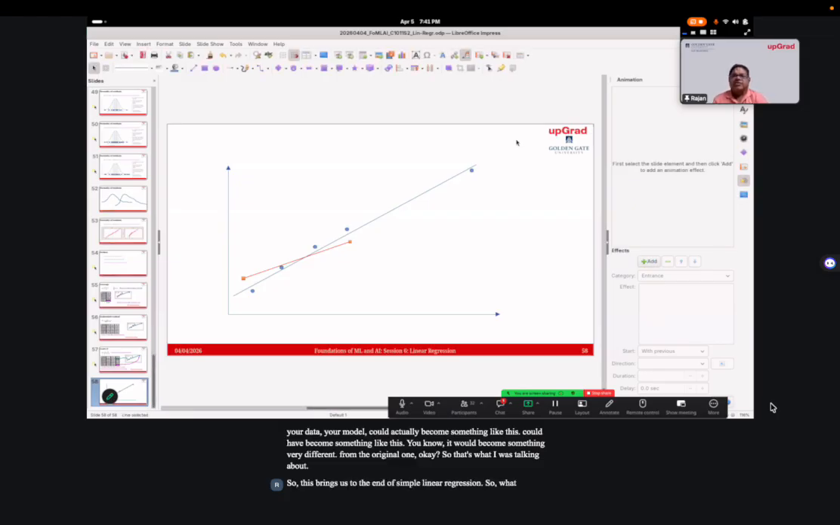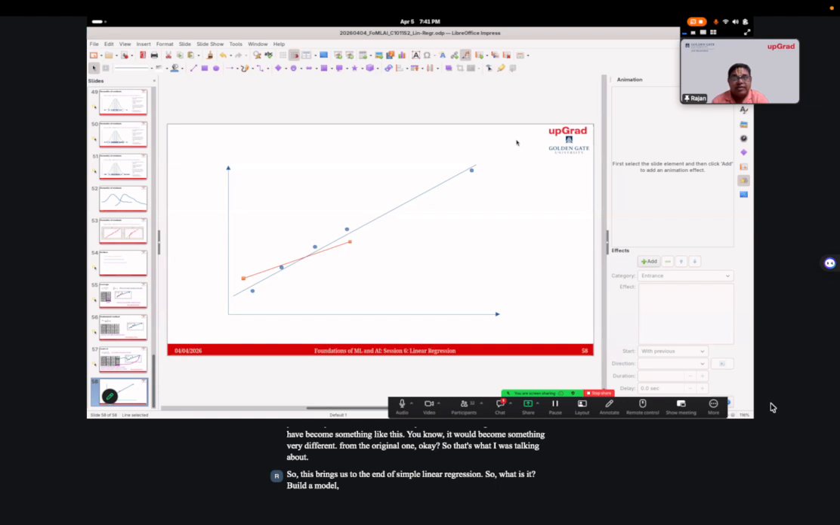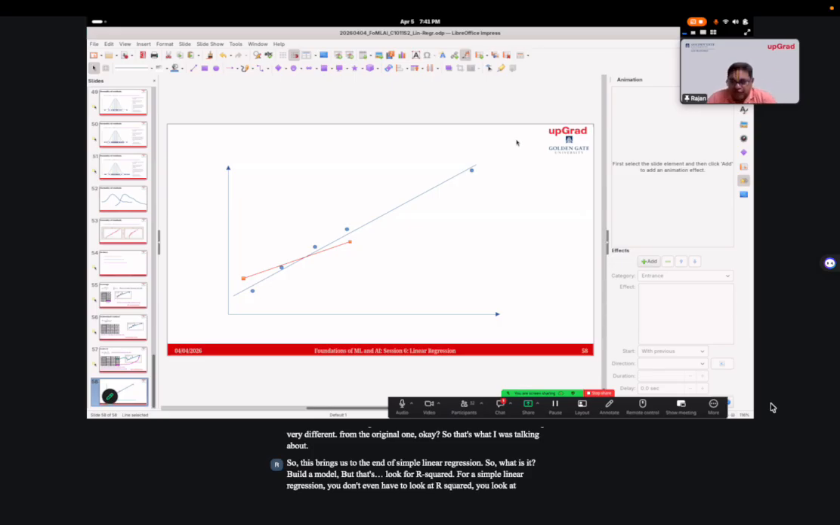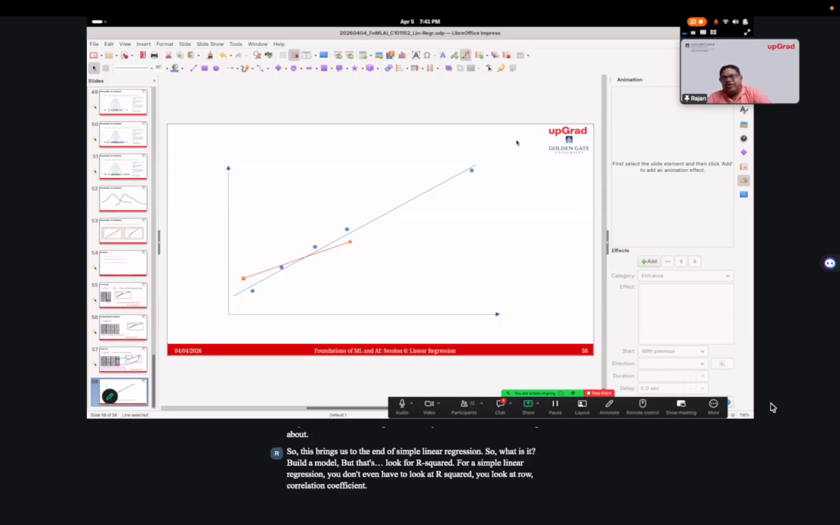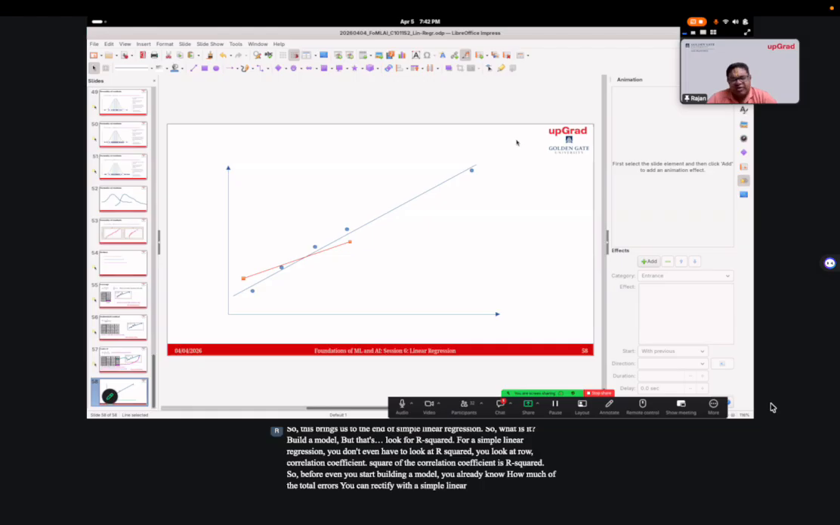So what is it? Build a model, but look at R squared. For a simple linear regression, you don't even have to look at R squared. You look at rho, the correlation coefficient. The square of the correlation coefficient is R squared. So before you even start building the model, you already know how much of the total error you can rectify with a simple linear regression model.